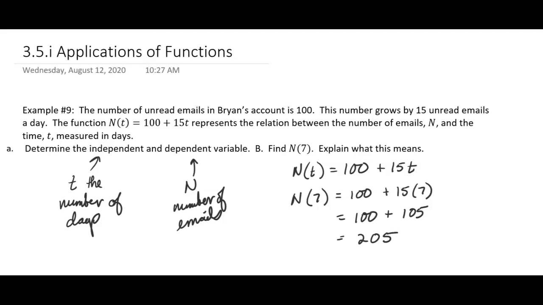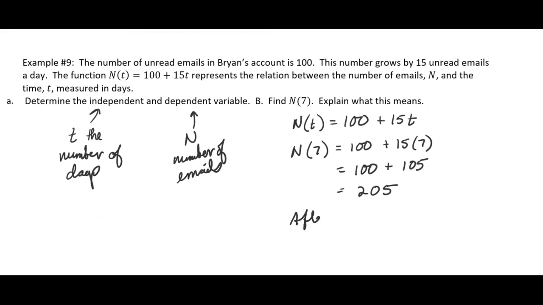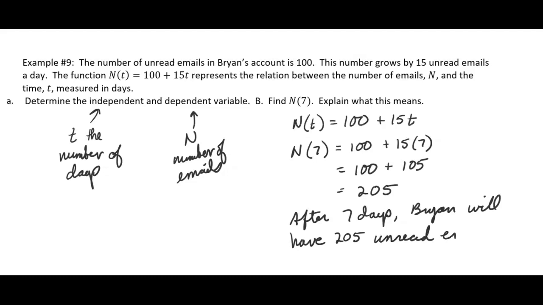So what does all that mean? Well, it means after 7 days, Brian will have 205 unread emails. Poor Brian. Okay, that's the interpretation then.